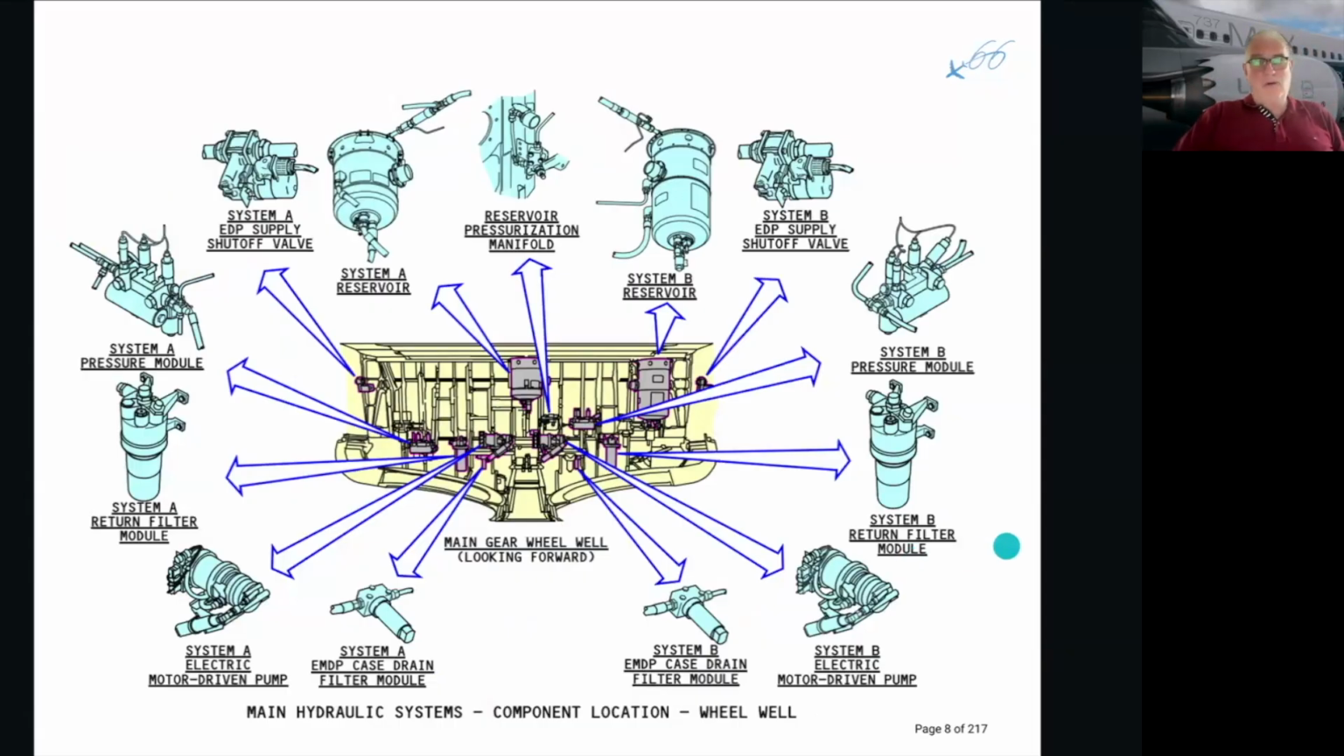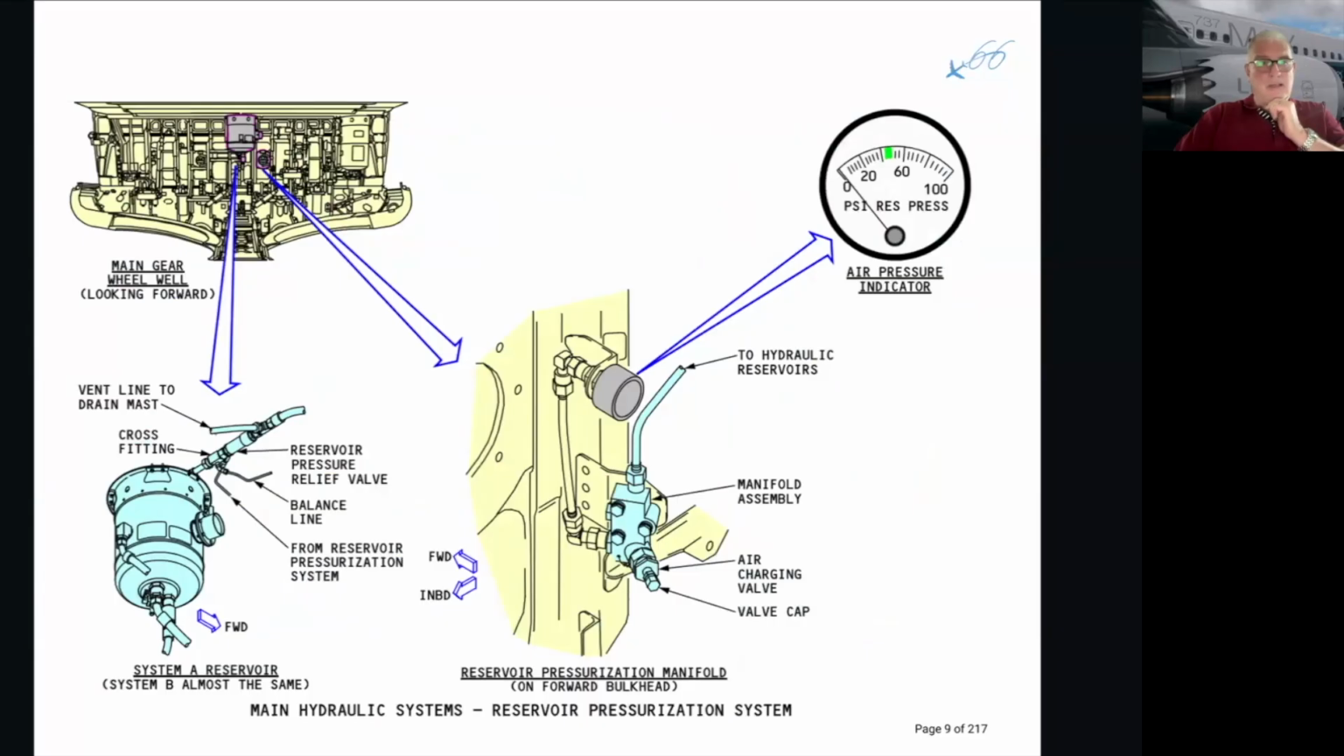Other components, you can see here the main culprits are in the wheel well, because that's where the hydraulics, basically the reservoirs, where everything begins. So you've got reservoir A, reservoir B is a little bit bigger. Each system has its own components, which we just talked about. So system A, this is its exact location in the wheel well.